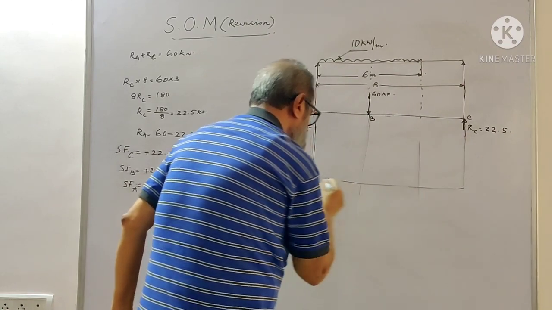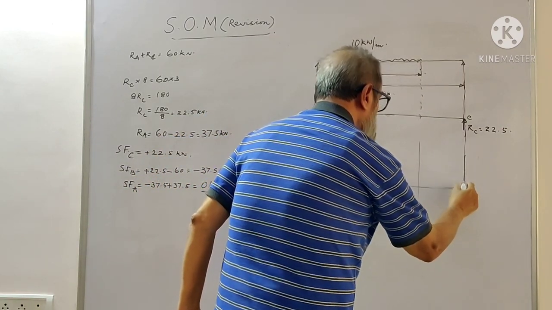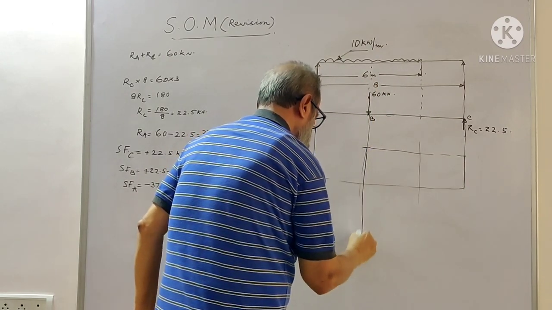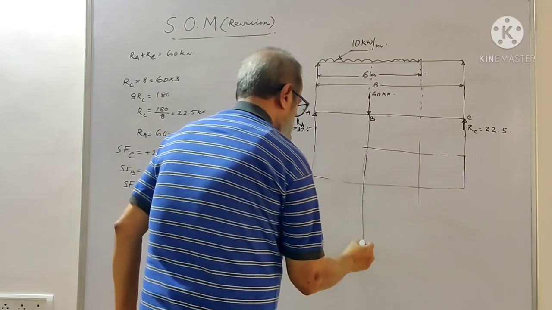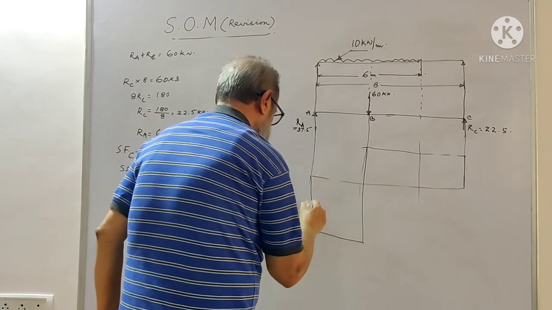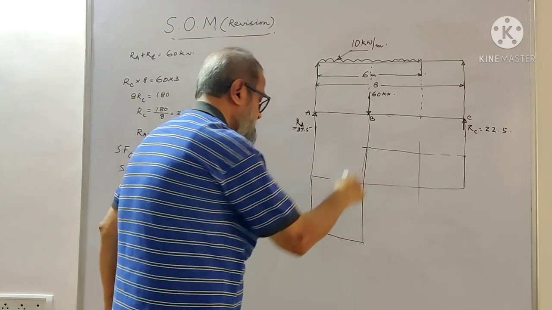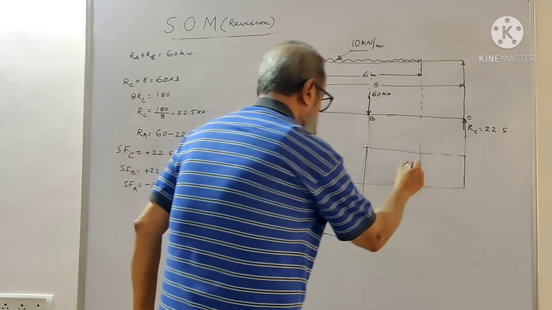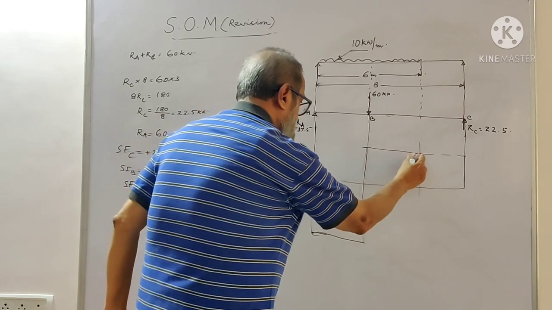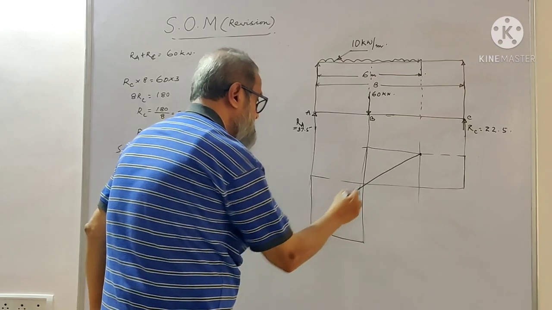Now, if we draw this, this is the zero line. Here it is 22.5. Then here it will go minus 37.5. If this is really a point load, this is how it is going to come. But it is not really a point load. It is a UDL starting from here and ending here. So, this point is to be joined to this point.